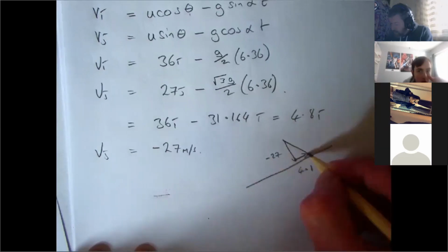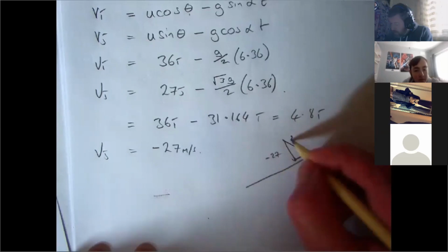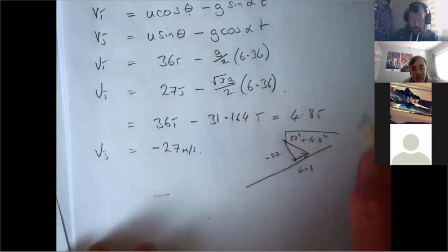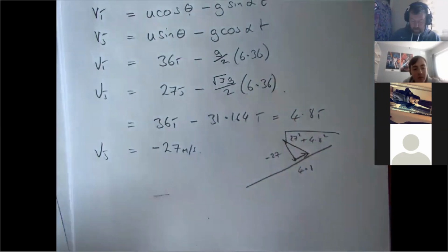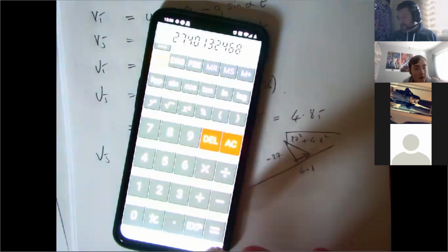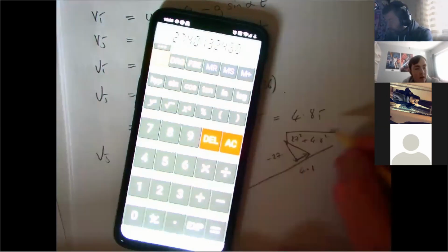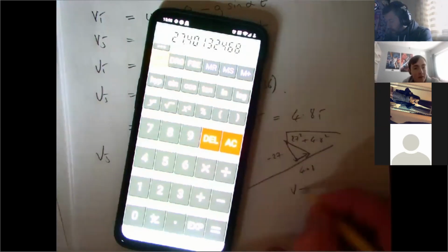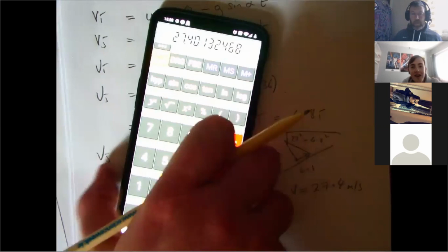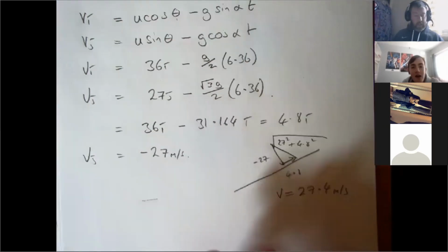So this is 27 squared plus 4.8 squared, and get the root of all that. That equals 750, and then get the root of that. So V is equal to 27.4 meters per second. Okay, so that's the example, example 1.